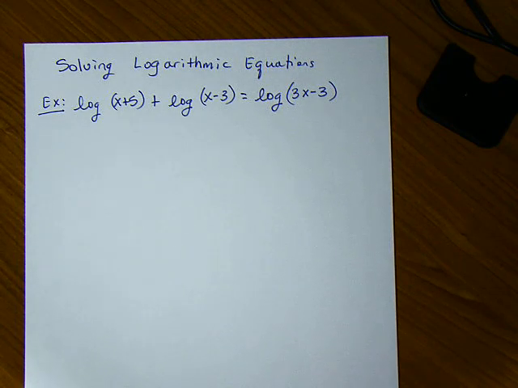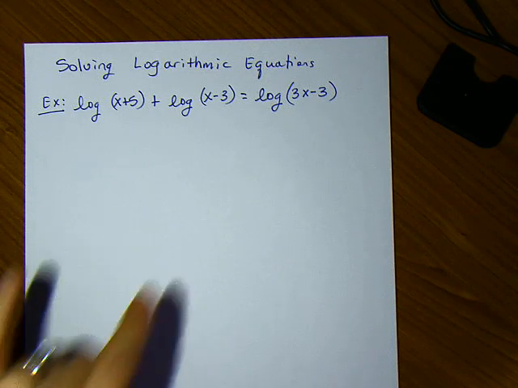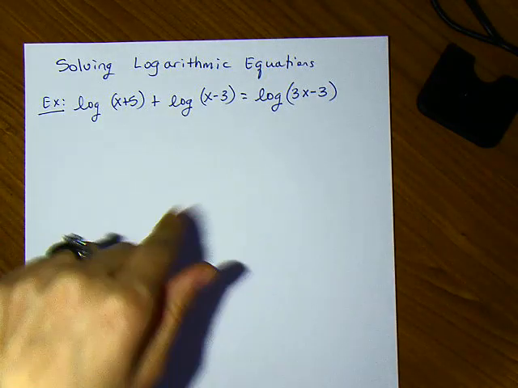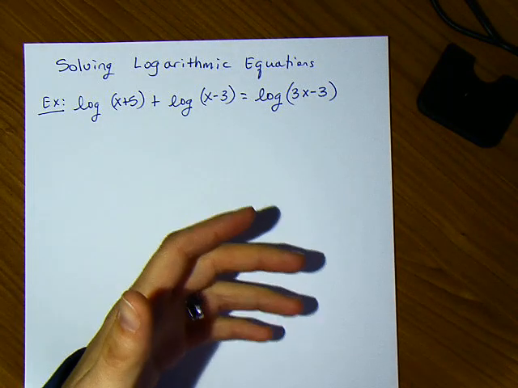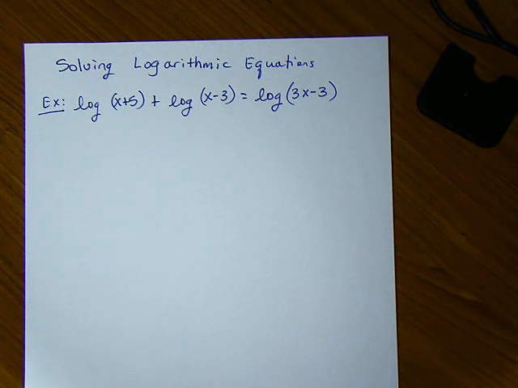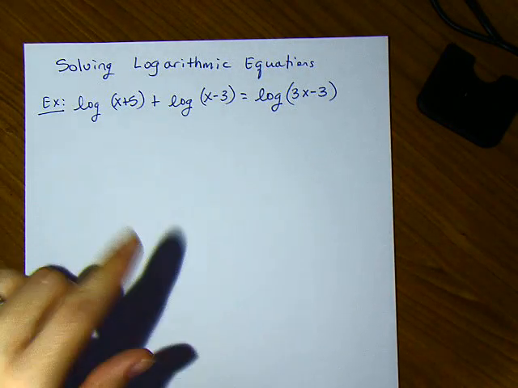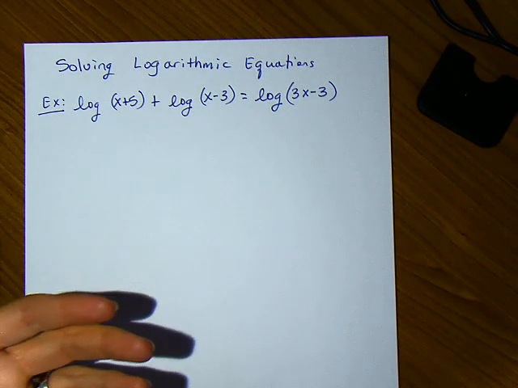In this case, we're going to use what we call the one-to-one property. In order to use the one-to-one property, I need a single logarithm on each side of the equal sign. Once I have that, ensuring that they do have the same base, what the one-to-one property says is if the two logarithms are equal to each other, then the stuff that's on the inside is also equal to each other.